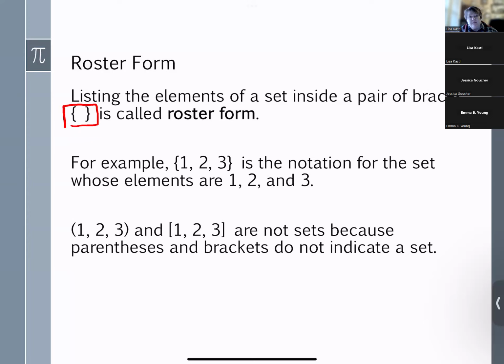So if you see a list of items separated by commas inside braces, that is a roster description of a set. Now you could have numbers separated by commas inside other symbols, but that wouldn't be a set. So you could have a 1 and a 2 and a 3 separated by commas inside parentheses. And I really need to know the context of that. I'm pretty sure I know what that means in math, but I probably kind of need to know the context in which it was used.